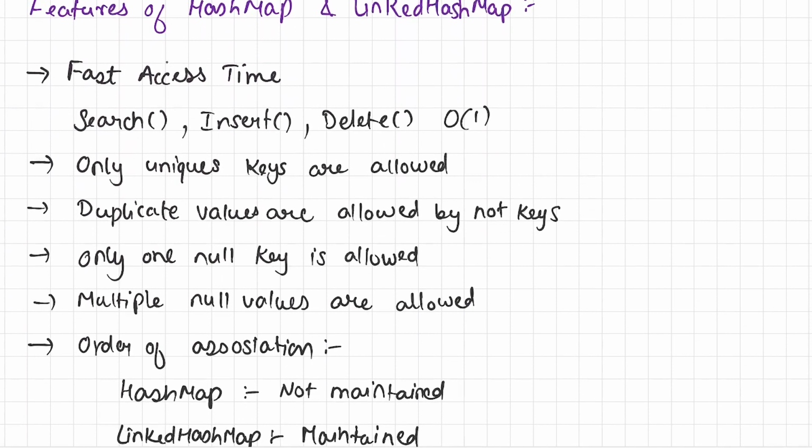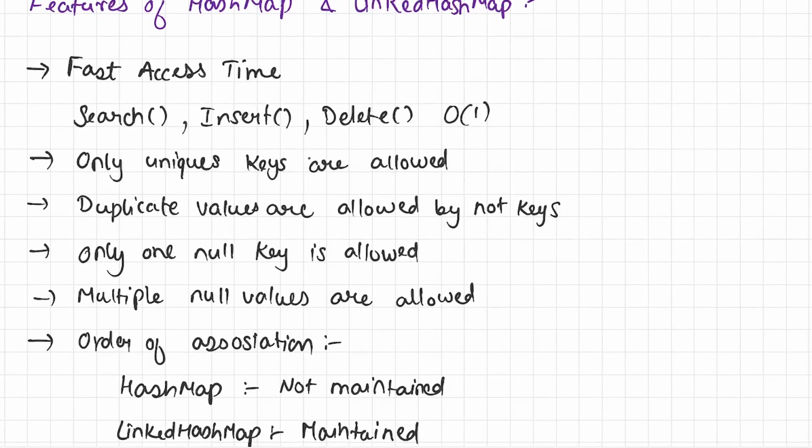So the first feature of HashMap and LinkedHashMap is fast access time. As we know, LinkedHashMap and HashMap use a dynamic size array internally and the hashing concept, that is why we get search, insert, delete operations in Big O of one time. And the next feature is only unique keys are allowed in HashMap and LinkedHashMap. So this means we cannot insert duplicate keys into the HashMap or LinkedHashMap. Okay. Now the next feature is duplicate values are allowed but not keys. So it is the same as this point. That duplicate keys are not allowed but duplicate values are allowed.